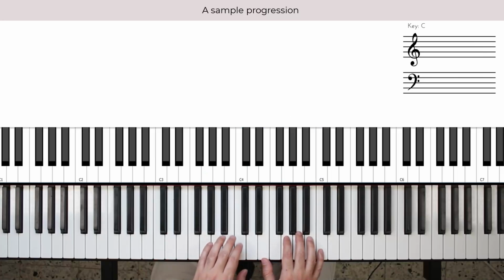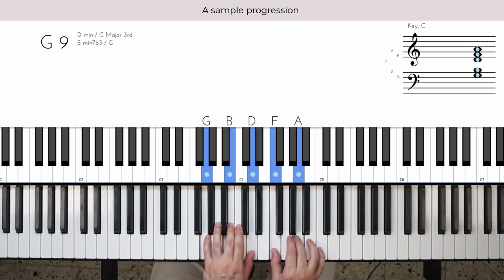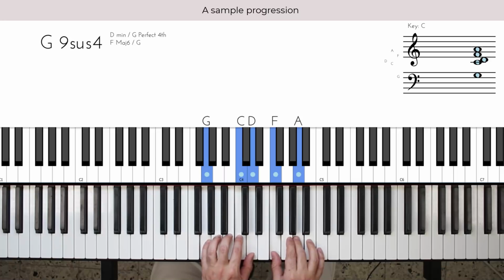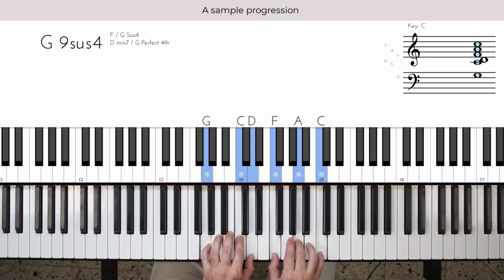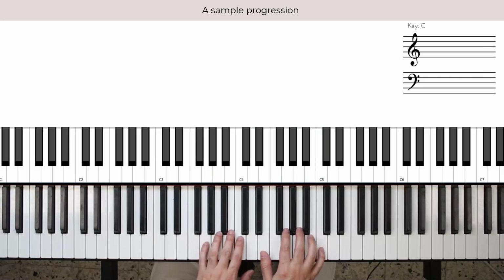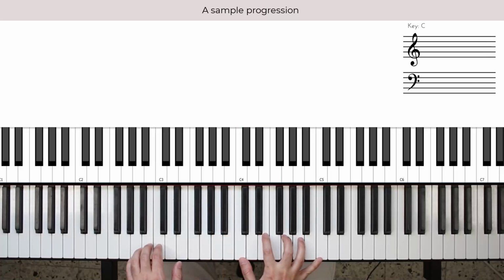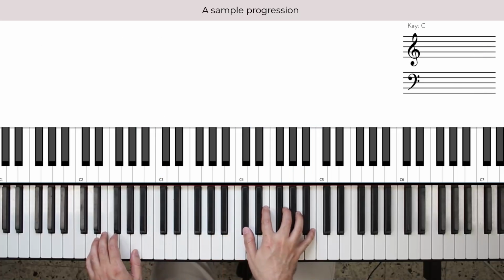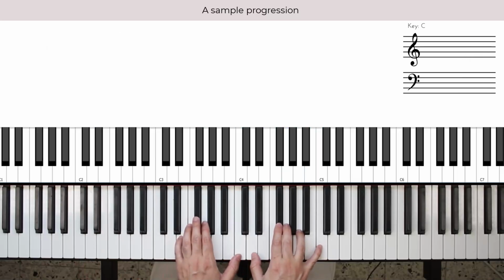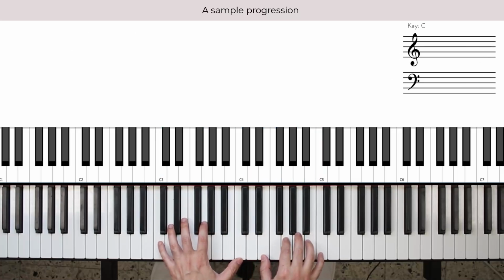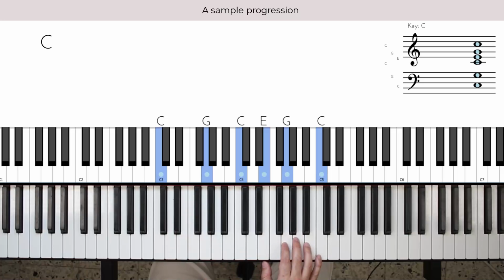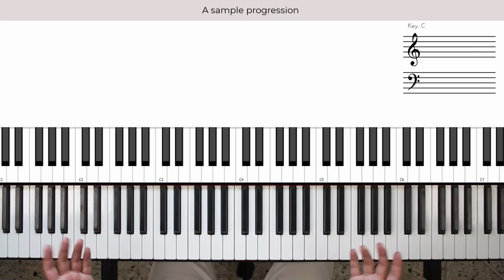Now I'll make another change, which is I'm going to take the G dominant ninth and sus it. So instead of the third degree, I'm going to play the fourth, and also double this fourth up here. So this would be a G9 sus4 chord. So now I have something that sounds pretty nice and happy. Not bad.